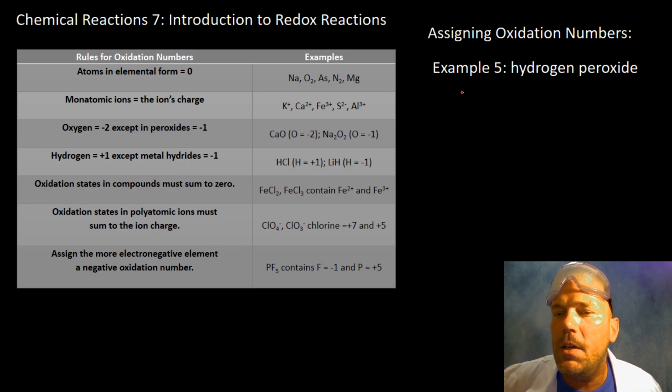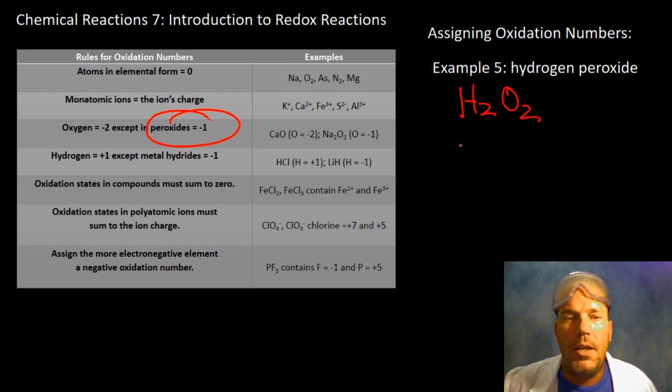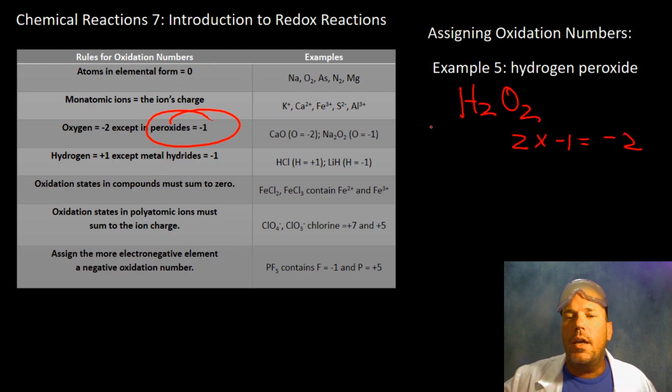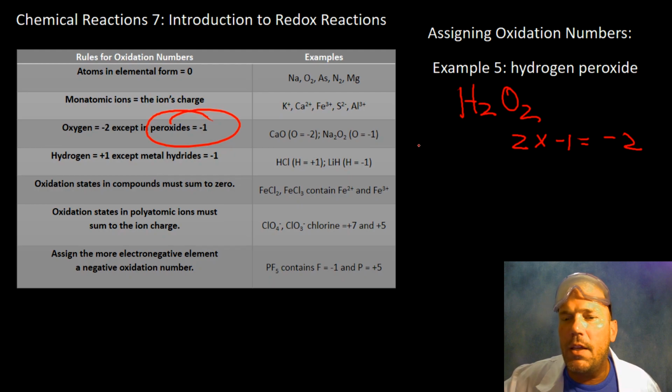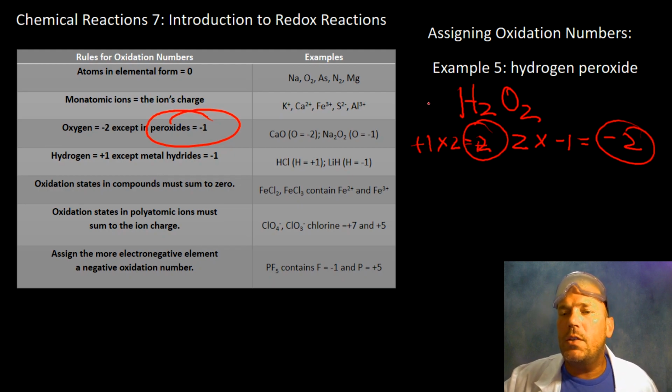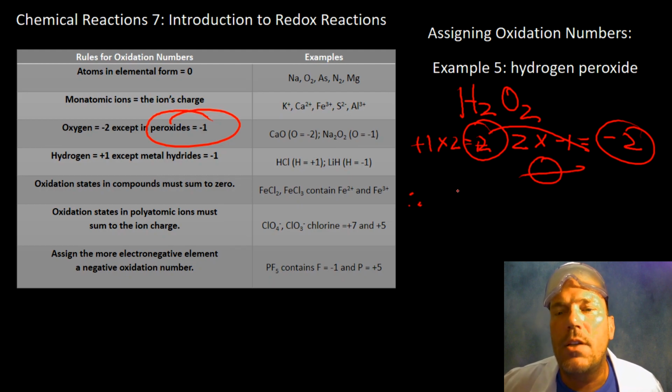All right, last example here. I like to throw this one in here, hydrogen peroxide. All right, so we are dealing with a peroxide, so we need to be aware of that. 2 times -1 equals -2. And hydrogen, nothing funny going on here, so we can say that +1 times 2 equals +2, excuse me. And so these sum to 0, therefore the oxidation number for hydrogen, this is pretty easy, is +1. And the oxidation number for oxygen is -1.